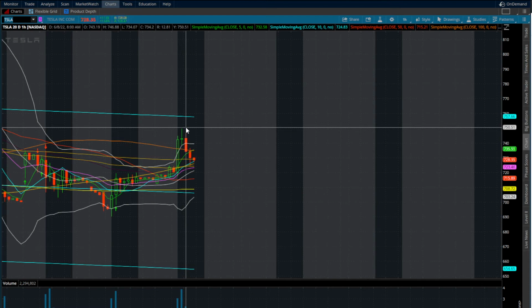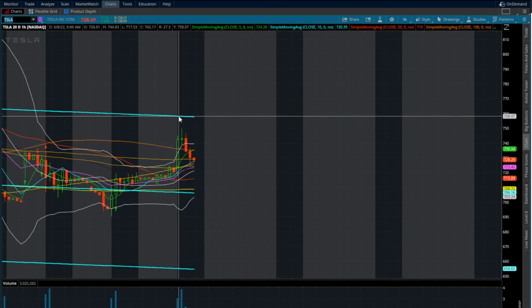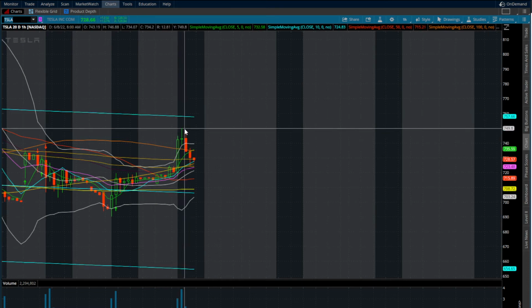Not that much. It would have required a high level of skill or no patience whatsoever just to get in and get out, right? 9 times out of 10, we're going to be looking for that follow through. Myself personally, I would have been looking for this to at least tag the upper range here at around 758. Anything over 750, 754, 755 could have been a more feasible spot to feel comfortable selling. Aggressively did pull back.